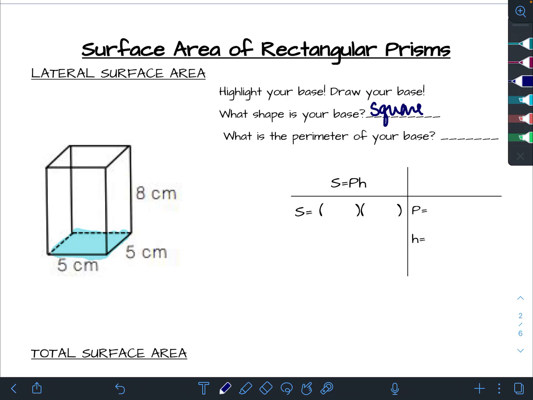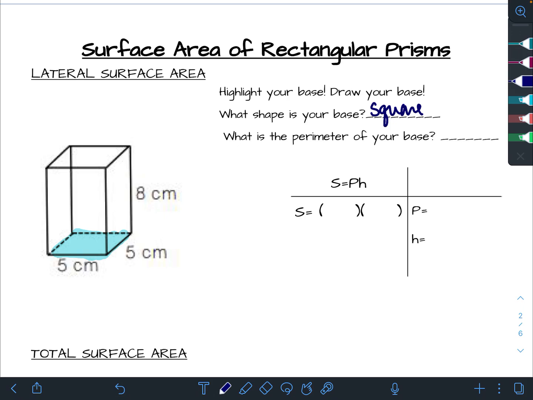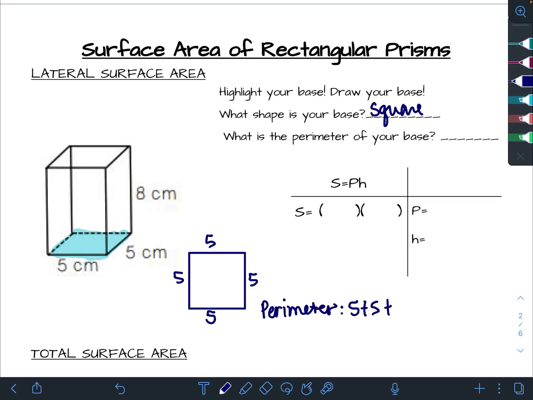Now, if I need to find the perimeter of my base, I'm going to draw my base again, because that is going to help you make sure that you are using the correct number. So if I draw my base, this is 5, this is 5, and obviously if this is a square, all the sides are going to be 5. To find my perimeter, I'm basically doing 5 plus 5 plus 5 plus 5, which gives me 20. So the perimeter of my base is 20 centimeters.